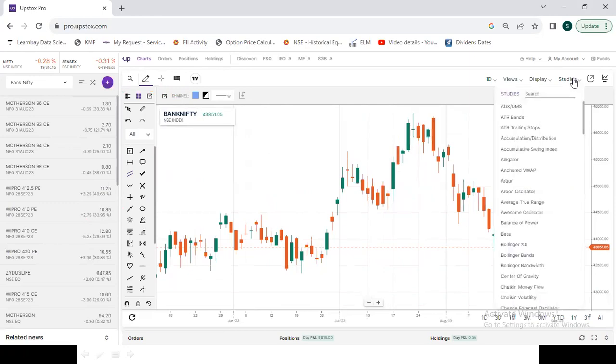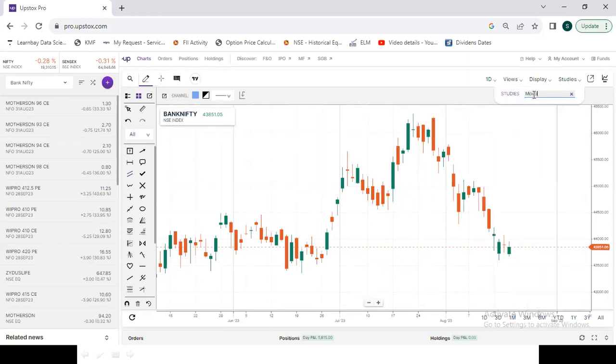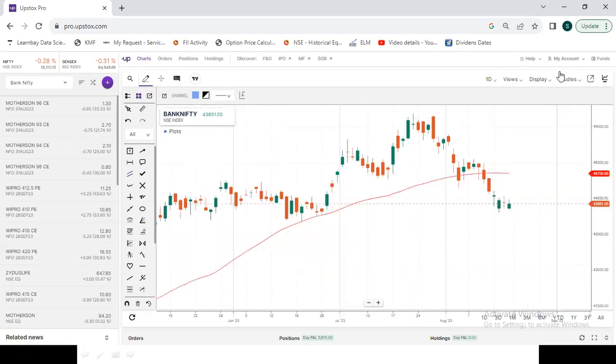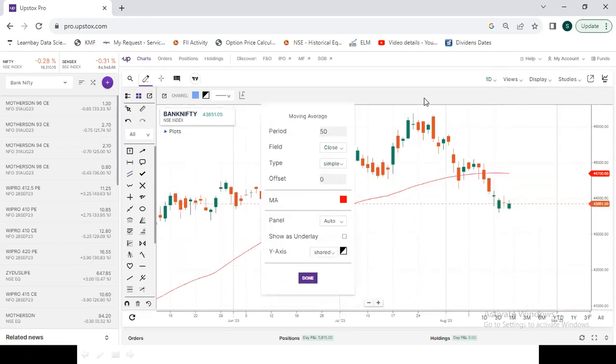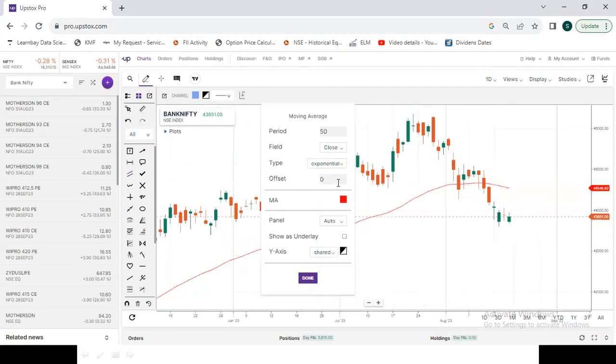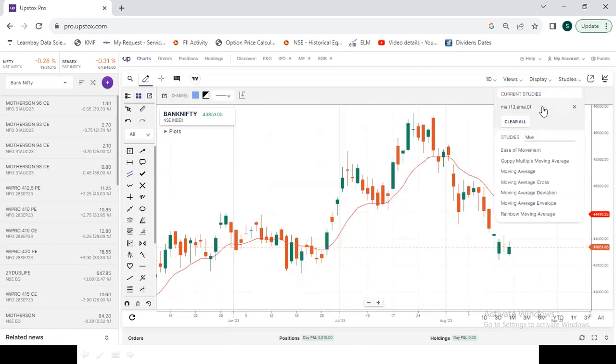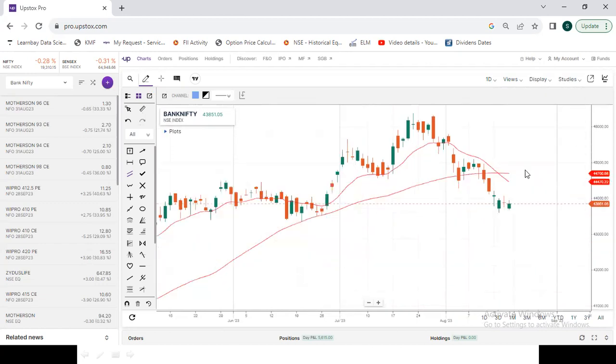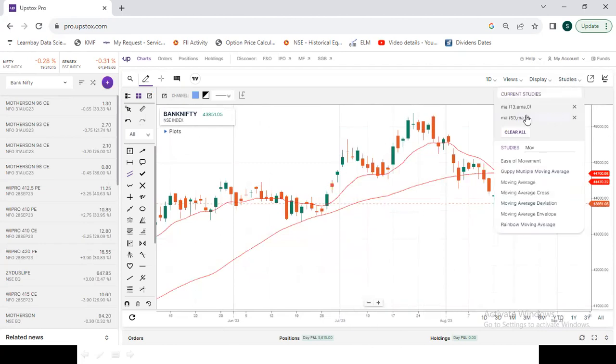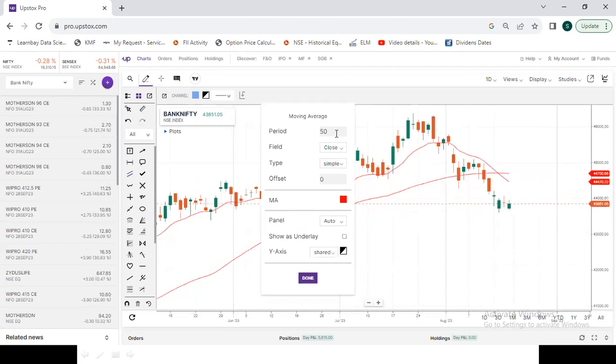I'll just go to studies, take a moving average. I'll go to settings and select close. Always keep this as close so that you will have more clarity on the close. So exponential moving average, I will go with 13. And again, add one more moving average. Sometimes you will get a moving average ribbon in the trading tool, but if you are not getting it, you just set it up by yourself.